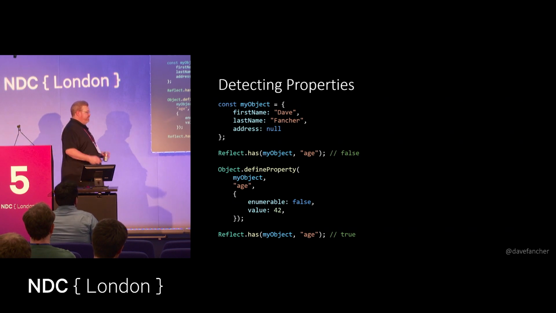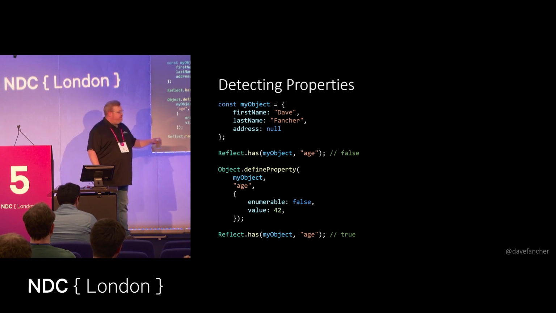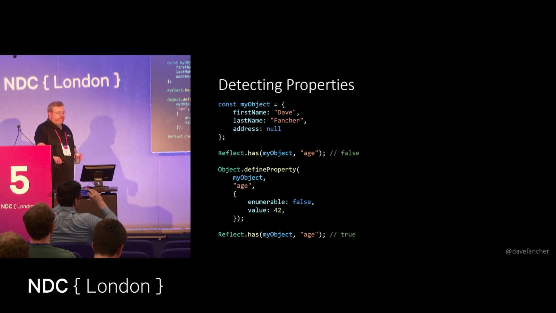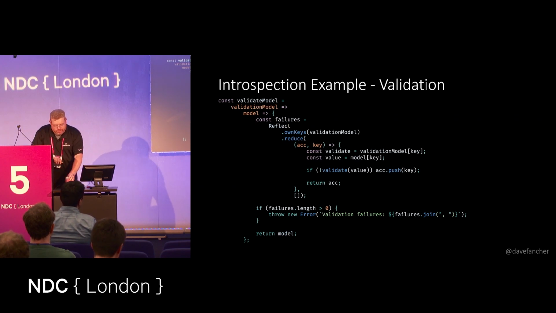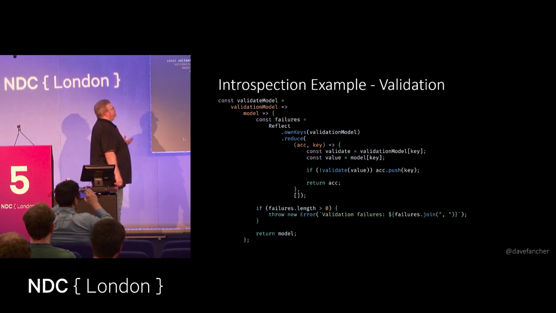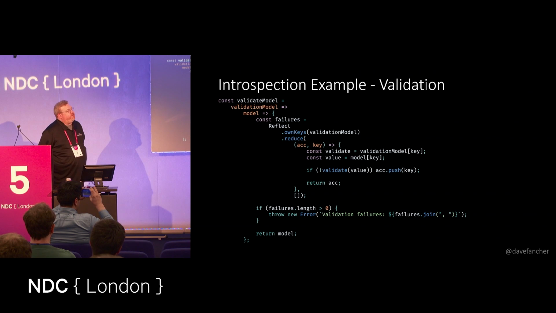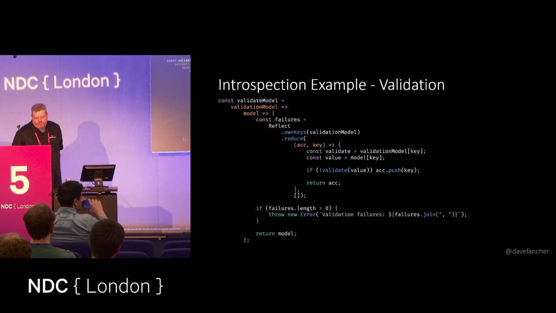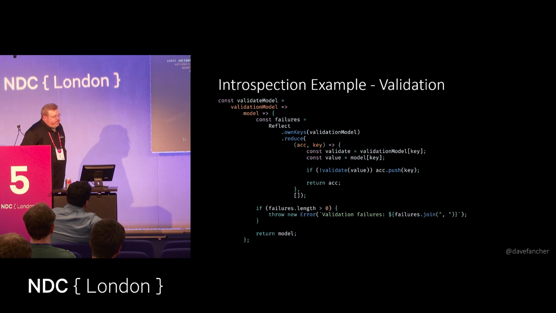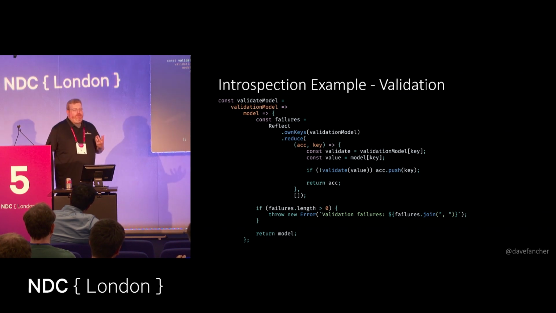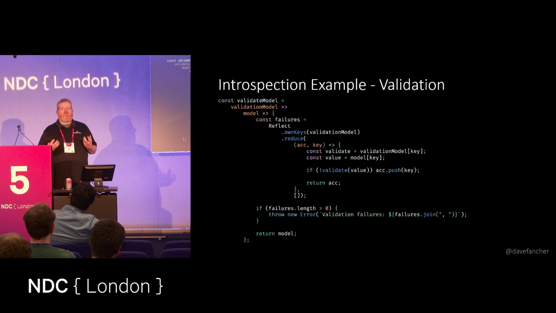Similarly, with in, we have has. So Reflect.has, my object and the property name, gives you a true or false. And as I was saying, we get into this composability. So I have this function here. This is a very naive implementation for demonstration purposes only, but this is a way that we can start building some more generalized functions for handling validation and keeping our logic separate from our data.